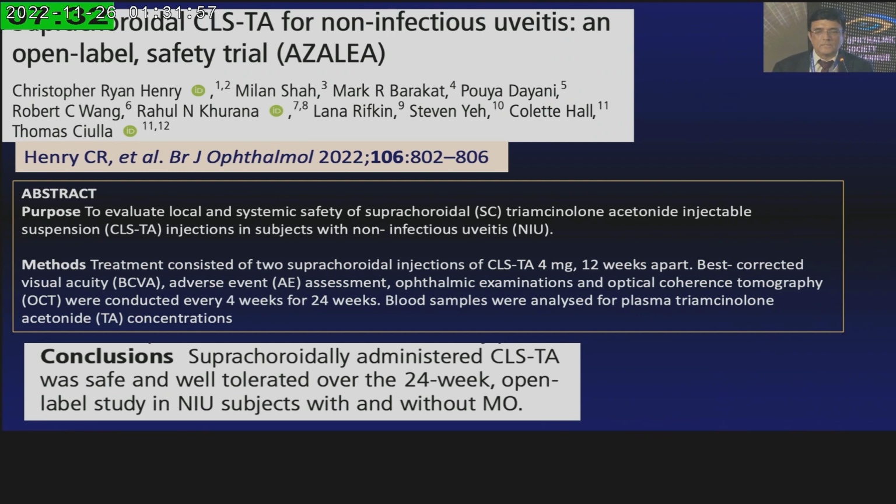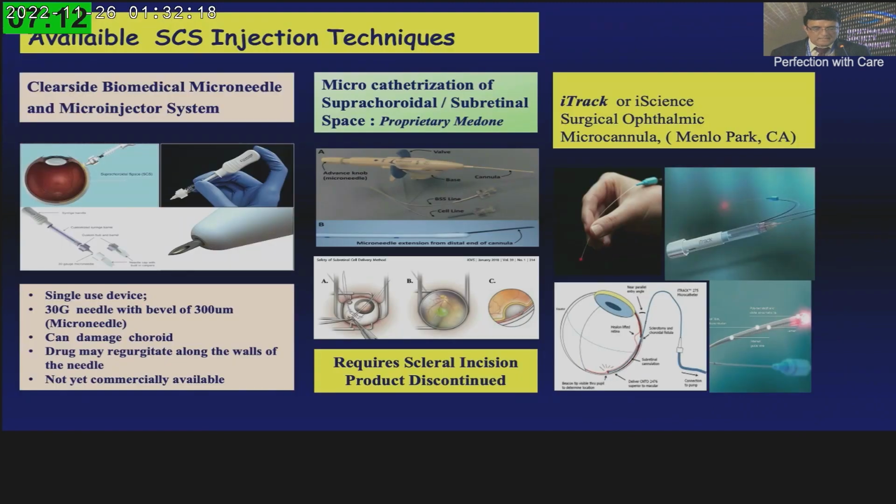It definitely works. And you must remember that when you inject a drug into the suprachoroidal space, this space is blocked anteriorly at the level of the ora serrata and posteriorly at the level of the optic nerve. So it does not theoretically cause glaucoma, it does not cause cataract, and it delivers the drug to the posterior segment. The problem is that there is a proprietary methodology available by Clearside Biomedical, and this costs a lot.